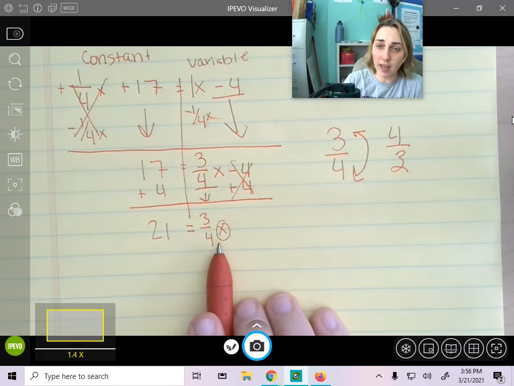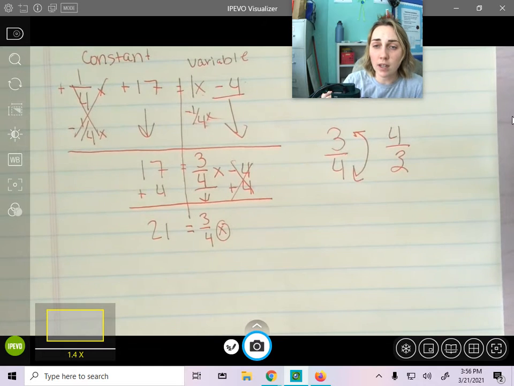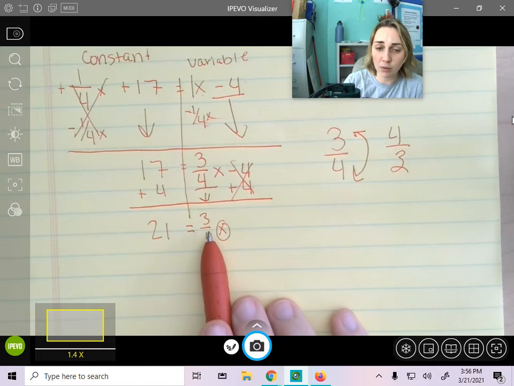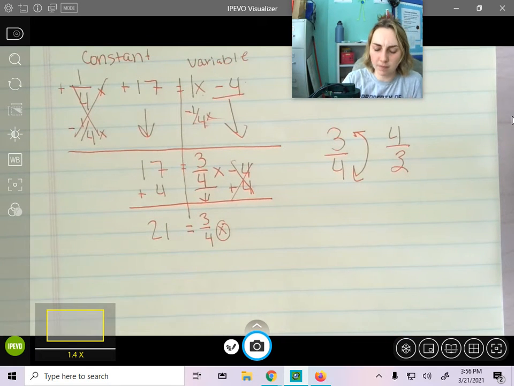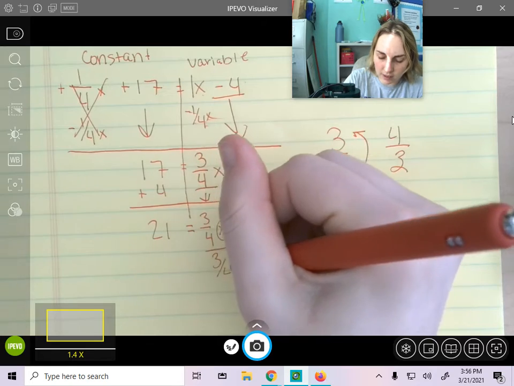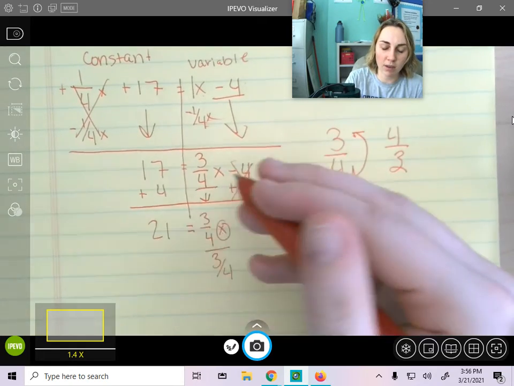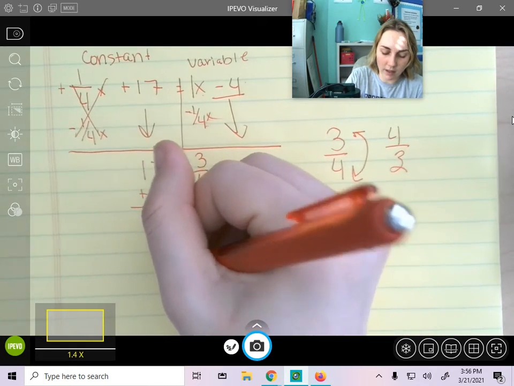I want to go ahead and just divide both sides, because I remember, when you have a variable next to a number, that's multiplication. So I need to do the opposite of multiplication. So I'm going to divide it on both sides because that's just easier for me. So if I divide this by 3/4, I have to do it on this side as well.